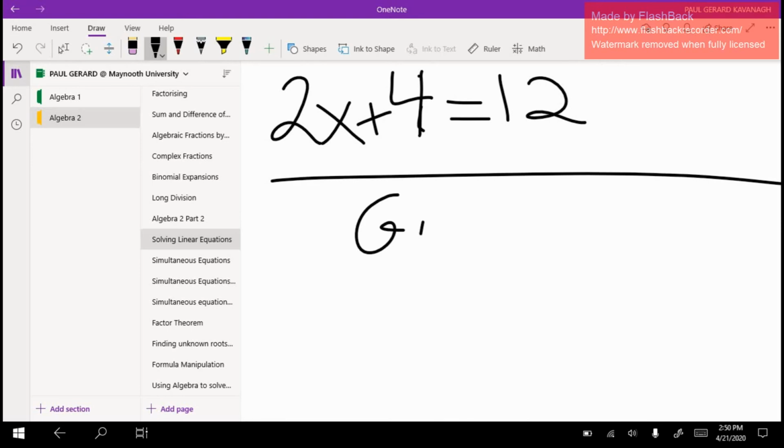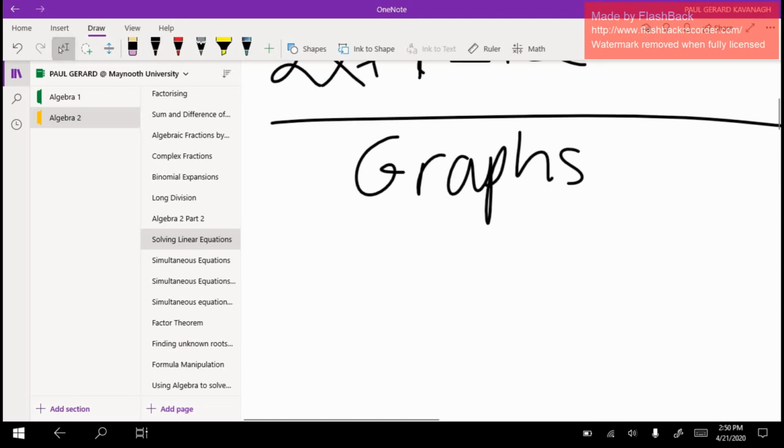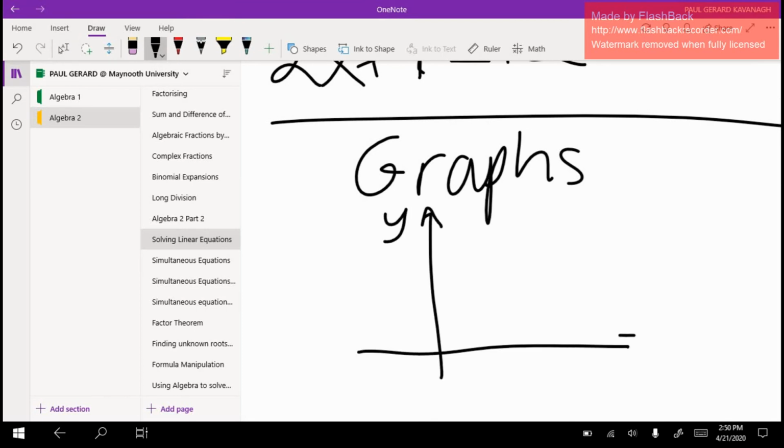Okay, so now the next one is going to be graphs. So basically, algebra is basically points on planes. So you have your x plane and your y plane. I'm just going to draw them in really quickly. So your y axis is going to be your vertical, so it's this one here. And your x is going to be your horizontal one, like this.